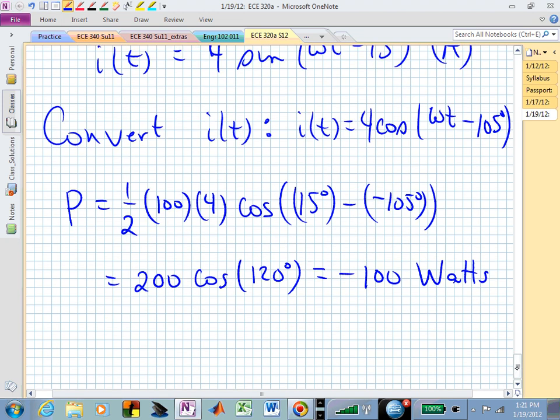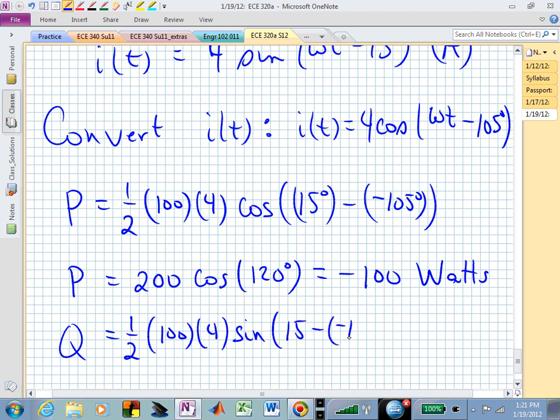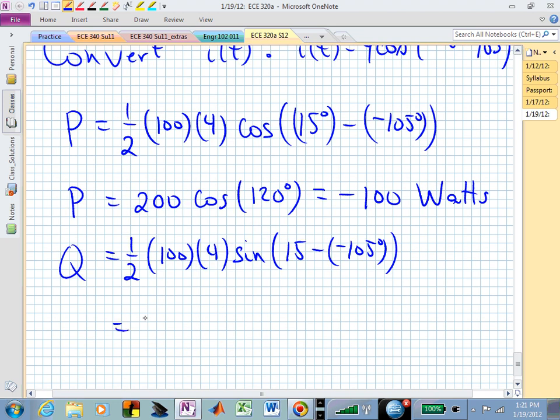What's our Q? What was the reactive power formula? It was exactly the same, except now you use the sine instead of the cosine. You now have 1/2 Vm Im sine, and it's going to be the same angle, theta sub v minus theta sub I, or we now have 200 sine of 120 degrees. And that's vars.